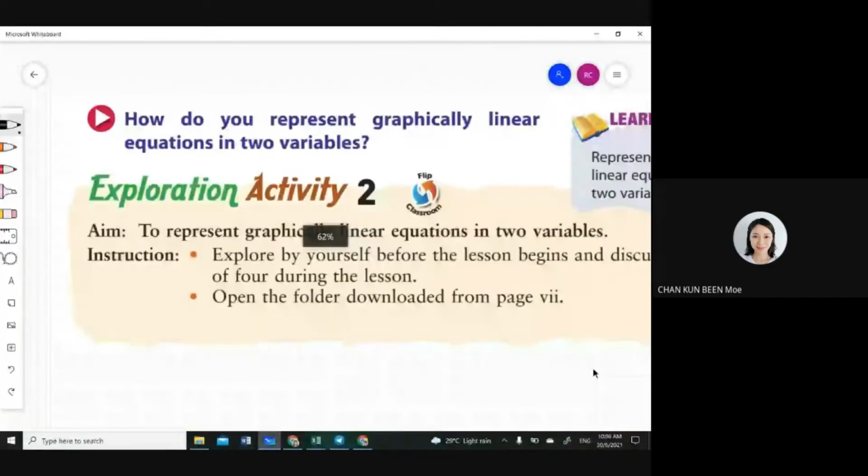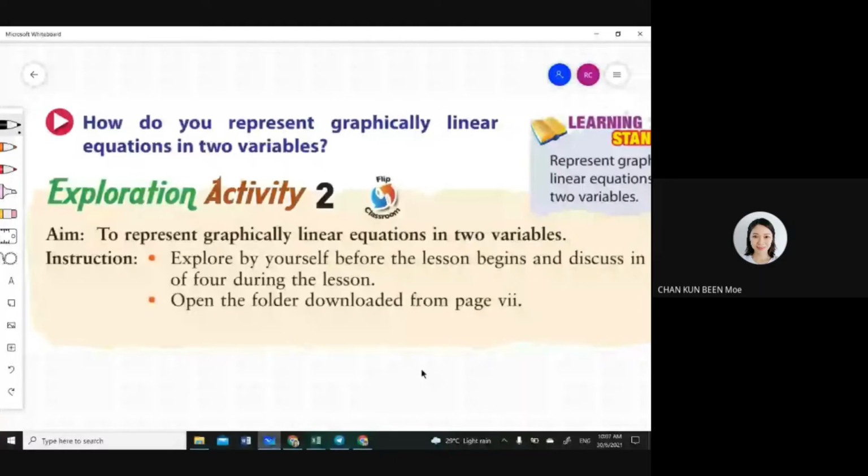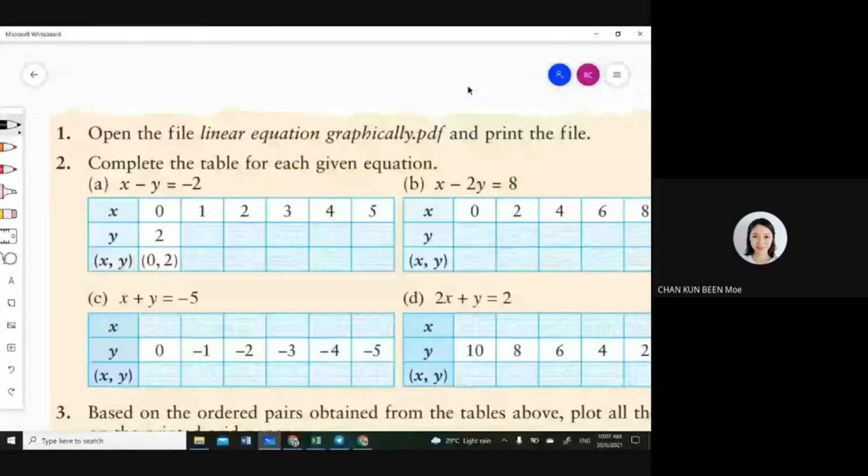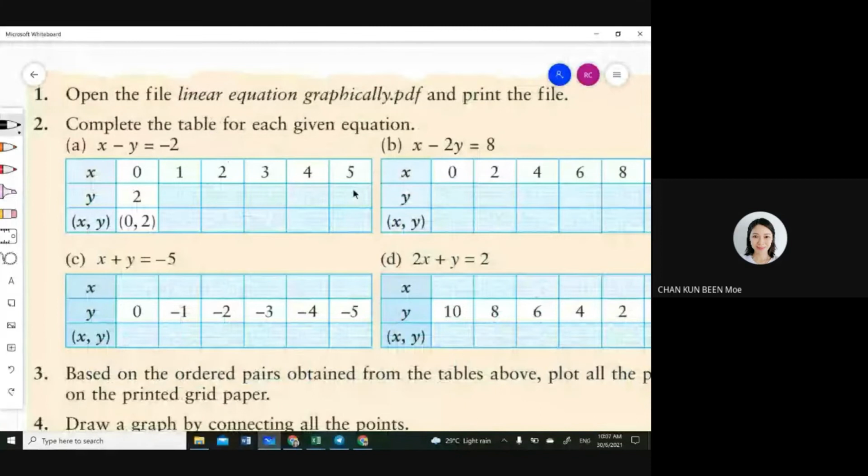How do you represent graphically linear equations in two variables? So to represent it graphically, what we need to do is, I just follow your exploration activity in your book. What you need is, you need to complete the table from the given equation. So we are going to try to do this later on. We are given four of the linear equation.